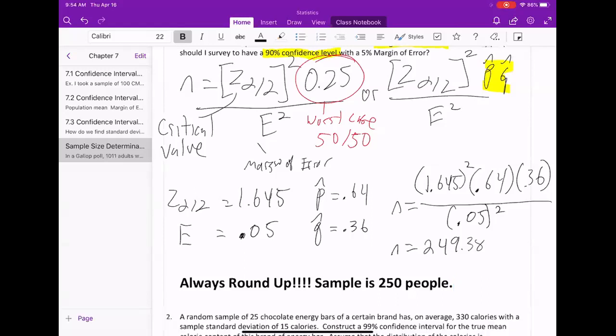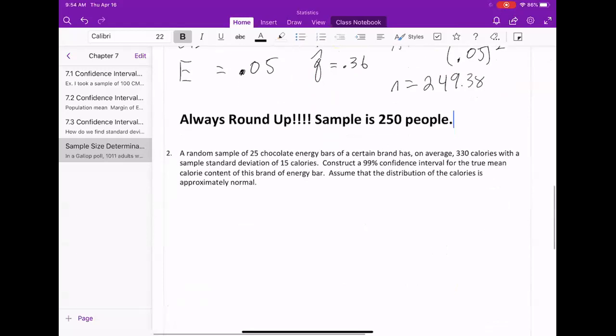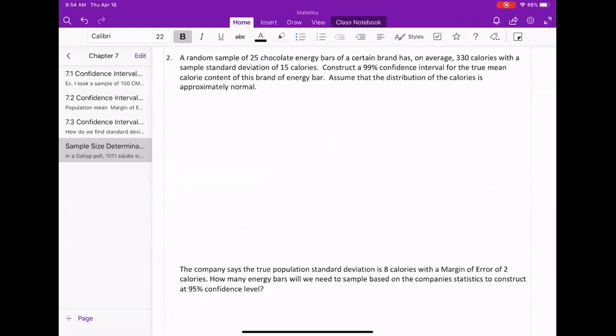All right, well, let's do another problem then. A random sample of 25 chocolate energy bars of a certain brand has, on average, 330 calories with a sample standard deviation of 15 calories. Construct a 99% confidence interval for the true mean calorie count of this brand of energy bar. Assume that the distribution of the calories is approximately normal.